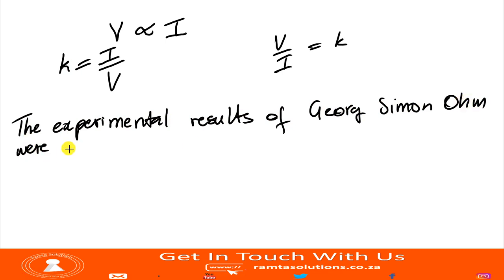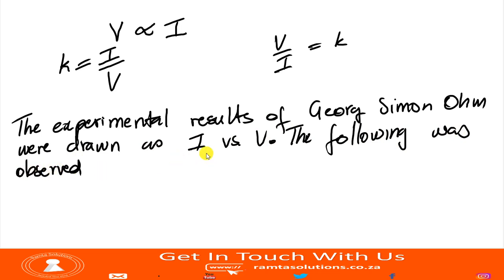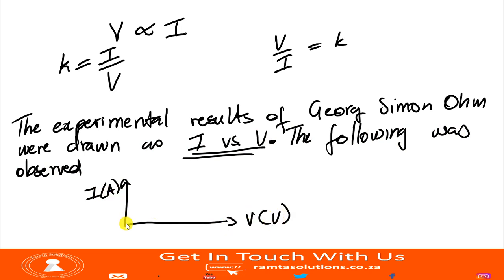were drawn, okay, they were drawn as current versus V. The following was observed. Right? The following was observed. Highlight this, guys. Current versus V. So this is your current. Current in what? Amperes. And voltage in what? Volts.